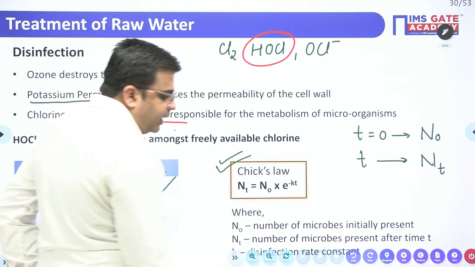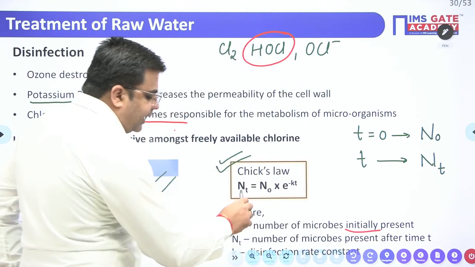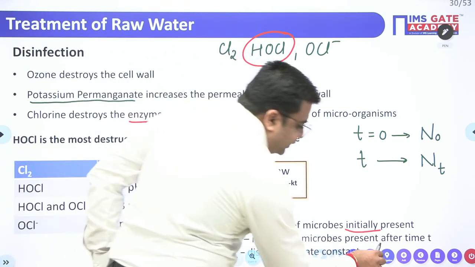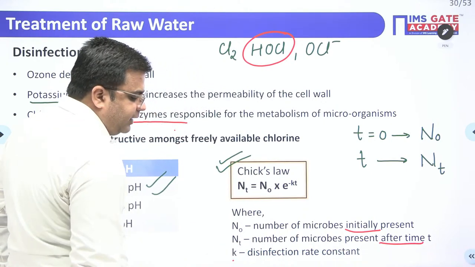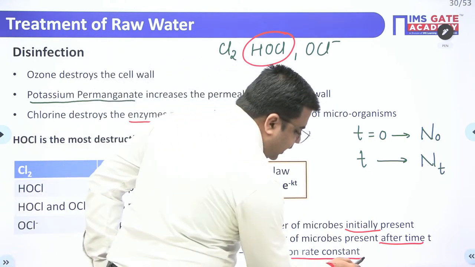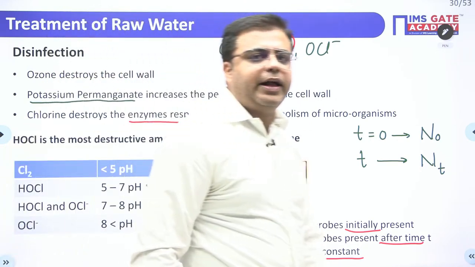Where N0 is the number of microorganisms initially present, Nt is the number of microorganisms present after any time t, and k is known as the disinfection rate constant, and t is the time after which you need to calculate the number of microorganisms.